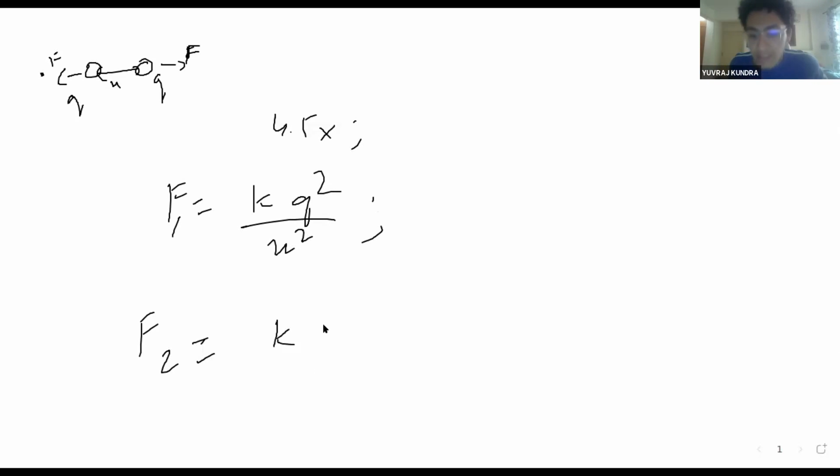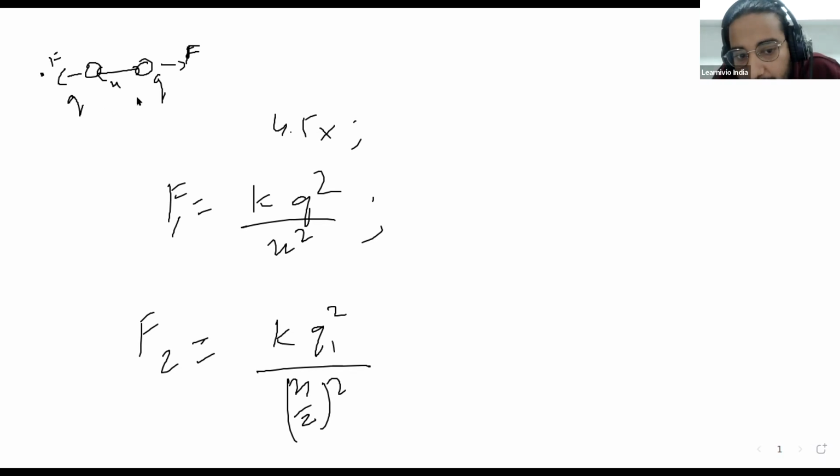So what I did was that I took the initial one as F equal to KQ square upon R square. Second, I took the final situation in which I took both the charges as (Q1 plus Q2) by 2 and (Q1 plus Q2) by 2, and distance as R by 2, because it tells that distance has been reduced to half. But Q1 and Q2 are not the same, right? It says that they are like charges. I guess the question meant that they are both positively charged or both negatively charged.